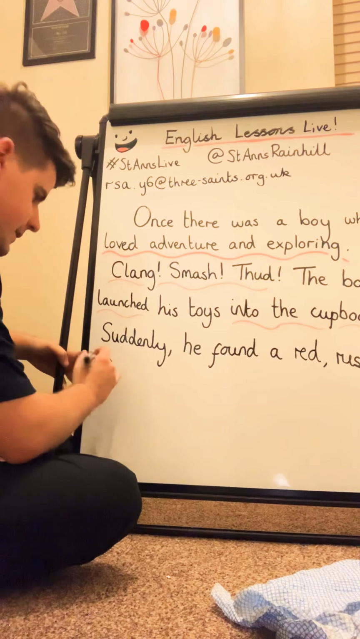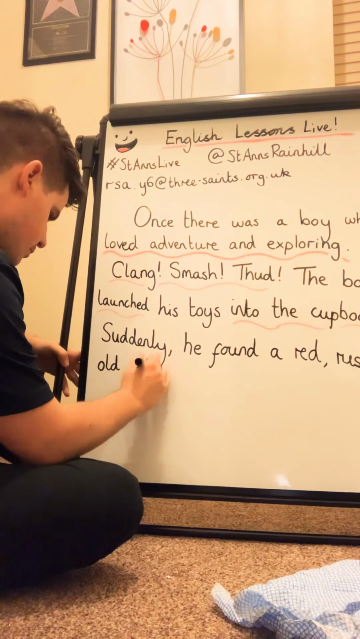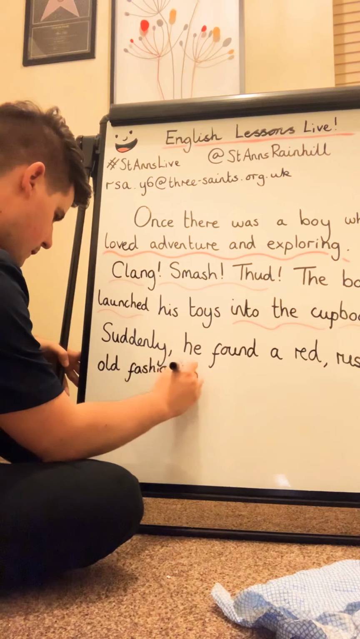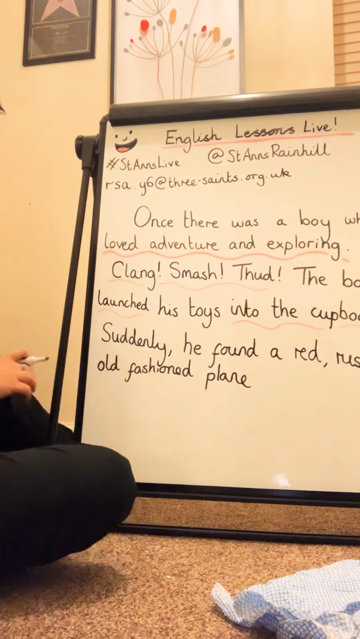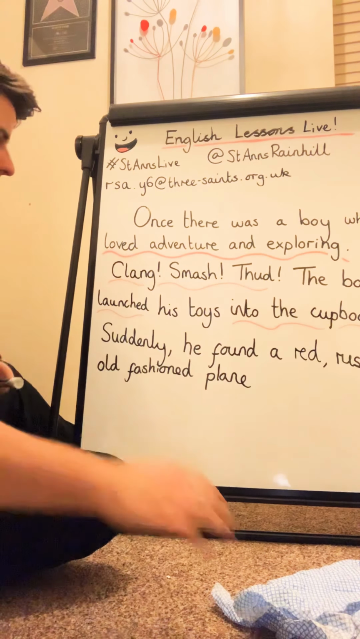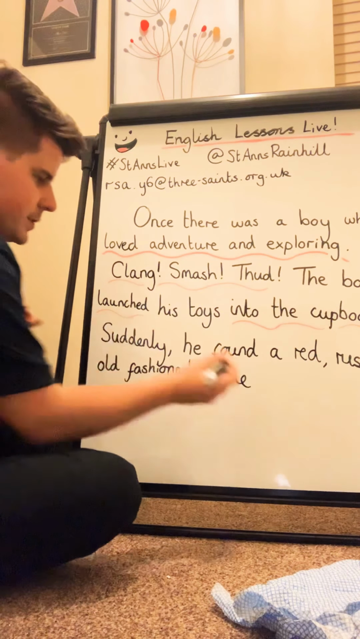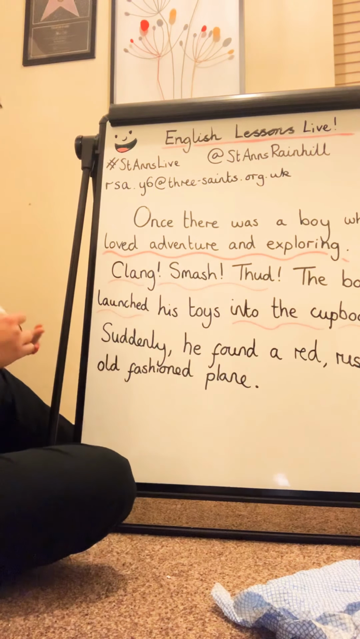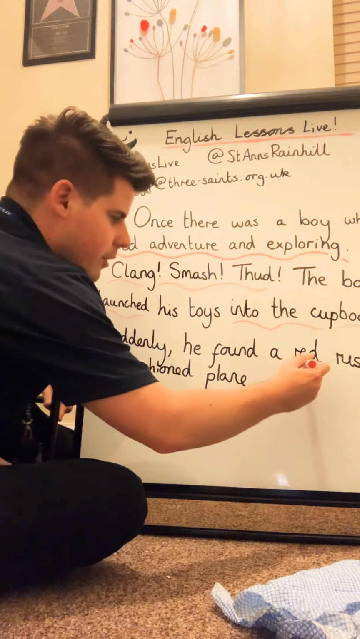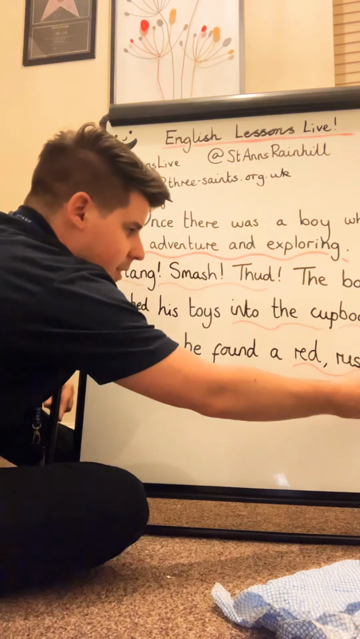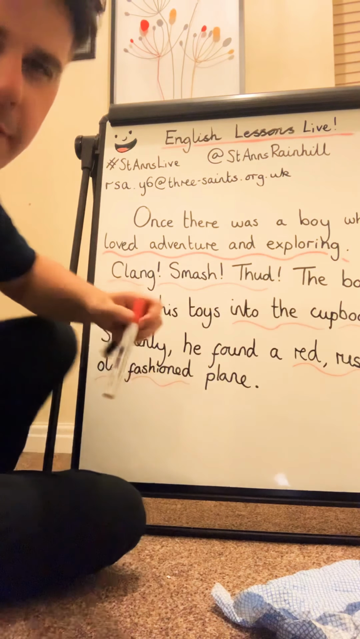Moving to a more suitable writing position. An old-fashioned plane. There we go. Suddenly, he found a red, rusty, old-fashioned plane. Full stop. Brilliant. Now, the bit I would like you to do is I want you to think of your own description of the plane. Now, in the book, it was red and it was a bit old-fashioned, but it didn't have to be in your story.